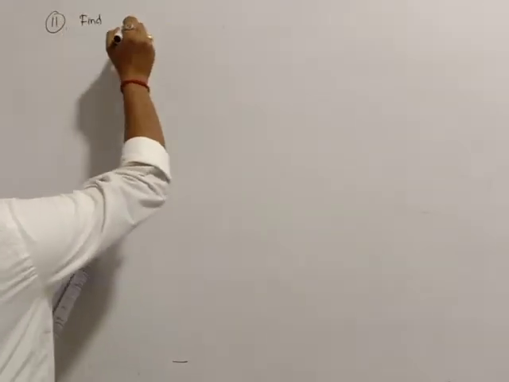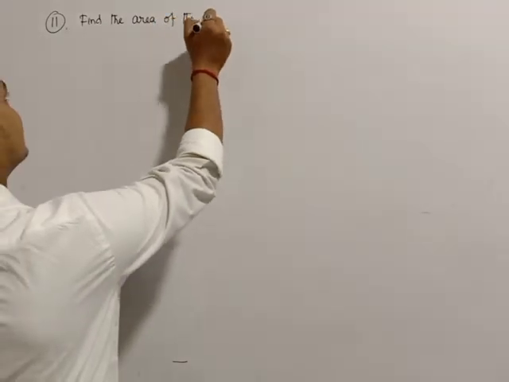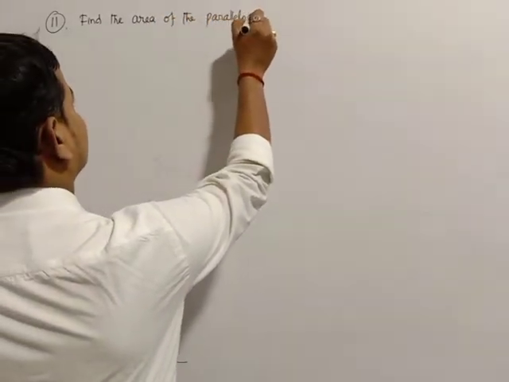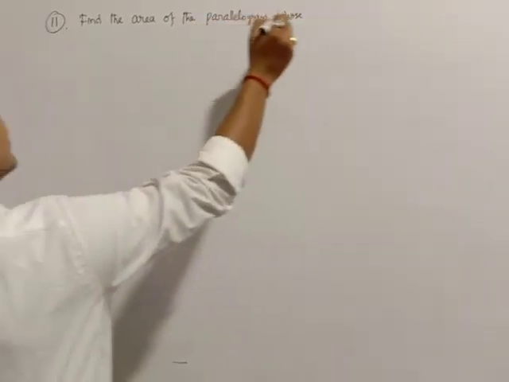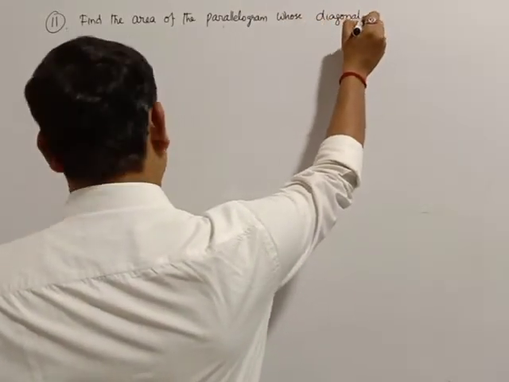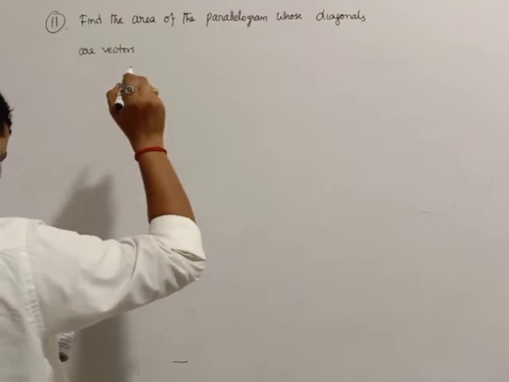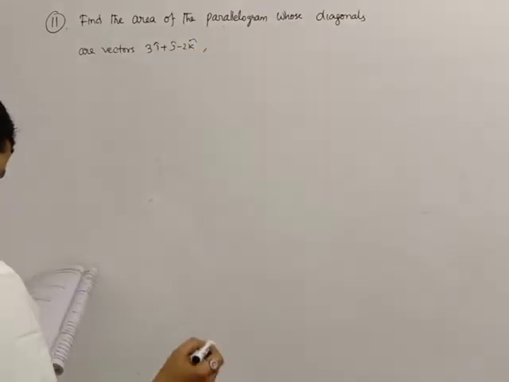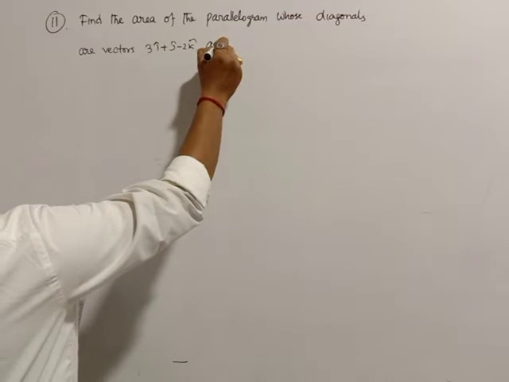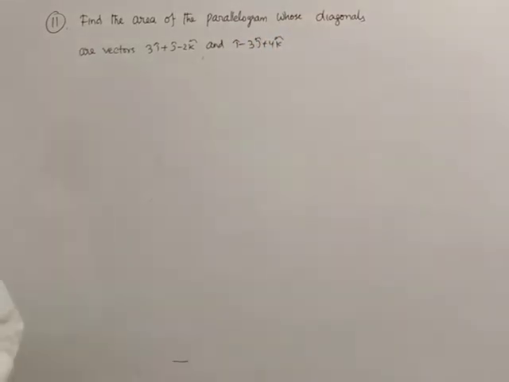Eleventh question: find the area of the parallelogram whose diagonals are the vectors 3i cap plus j cap minus 2k cap, and i cap minus 3j cap plus 4k cap. So this is the parallelogram.